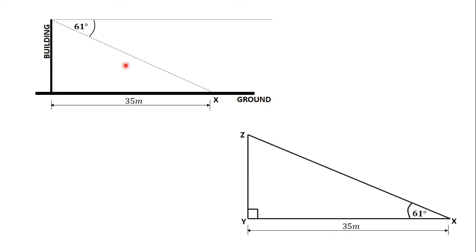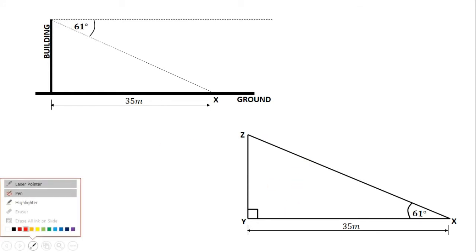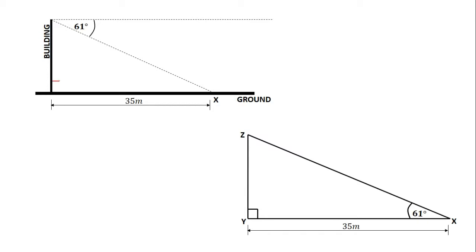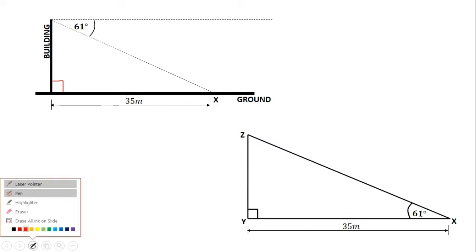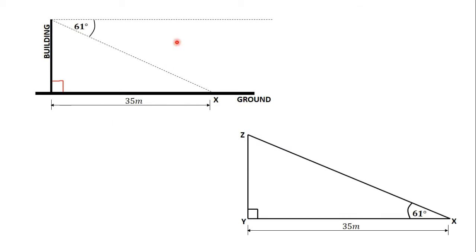Okay, so this is our diagram to draw our right angle triangle from the diagram. As we can see here, the building meets the ground at 90 degrees, so here will be the right angle. If you watch the video on angle properties of parallel lines, you can see that this line here is a horizontal line. This line is also another horizontal line. So these two lines will be parallel.